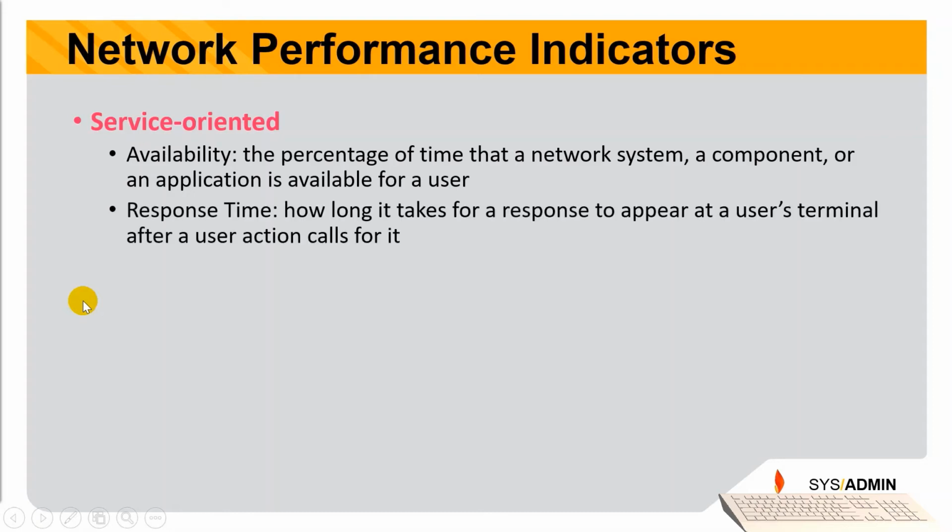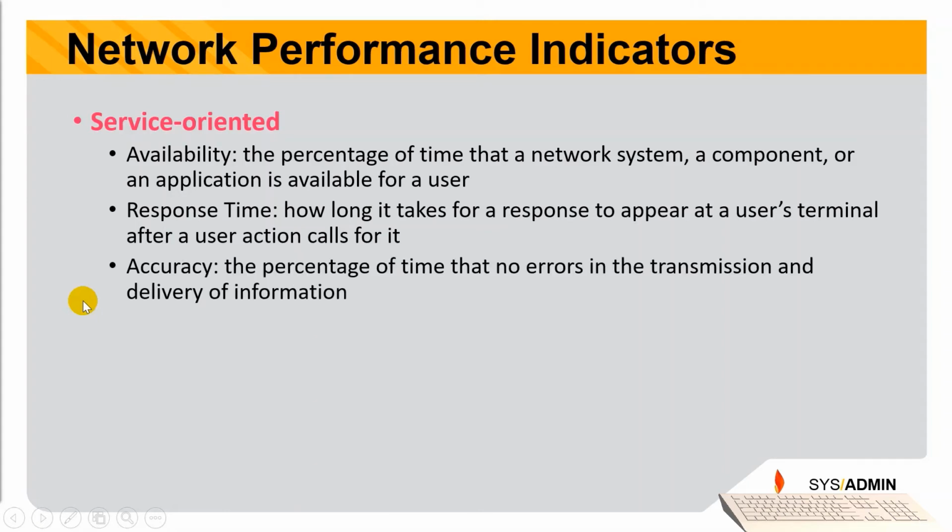Next would be the response time. That is how long it takes for a response to appear at a user's terminal after the user's action calls for it. For example, you have encountered an error on your computer and you seek help from the help desk. How long would it take for the help desk to address your problem? Response time, or how fast they are to resolve the issues that you have. Next would be accuracy, the percentage of time that there are no errors in the transmission and delivery of information, because if there is an error, there is a tendency to retransmit the data. So again, service-oriented network performance indicators are measured using availability, response time, and accuracy.